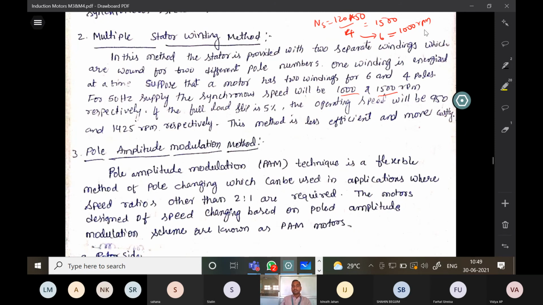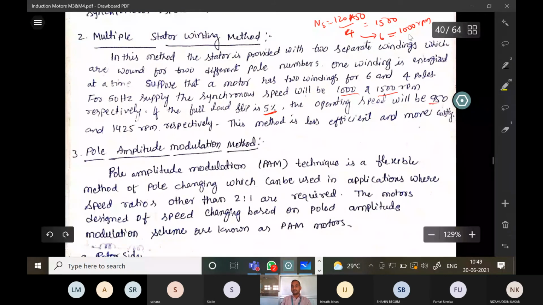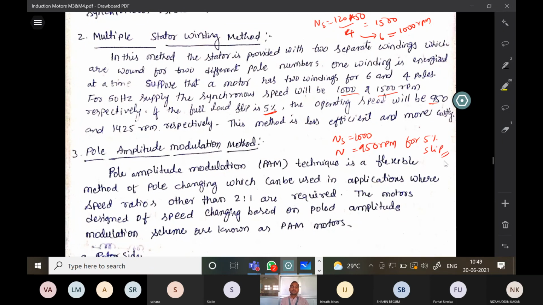And if the slip is 5%, the operating speed will be 950 rpm. For 1000 rpm Ns, we will get N equal to 950 rpm for 5% slip. And also you will get 1425 rpm for 5% slip for 1500 Ns. This method is less efficient and also more costly.